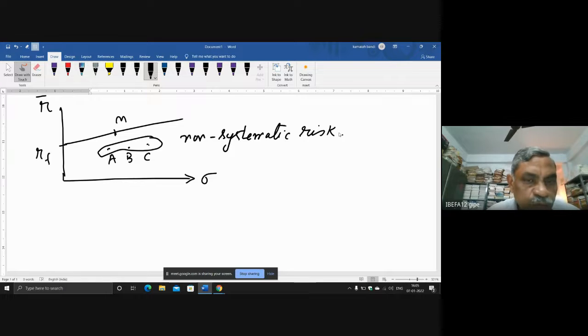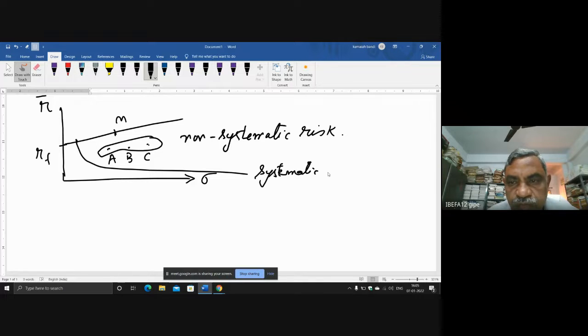Okay. Why? Anybody? Because they are not on the capital market line, which is considered as an efficient portfolio. Whereas this asset has systematic risk. Whatever market risk is there, this carries only this. Whereas these things, they carry non-systematic risk.